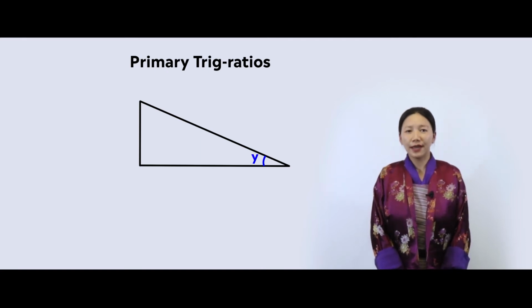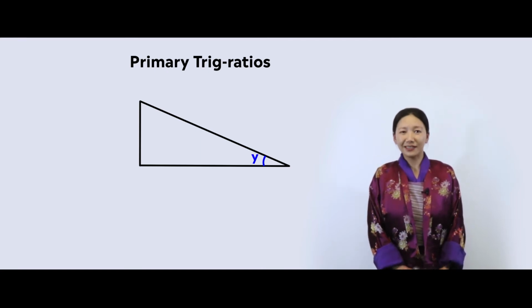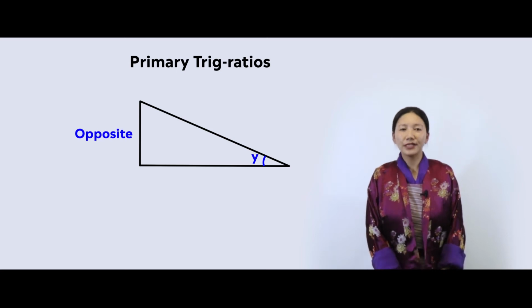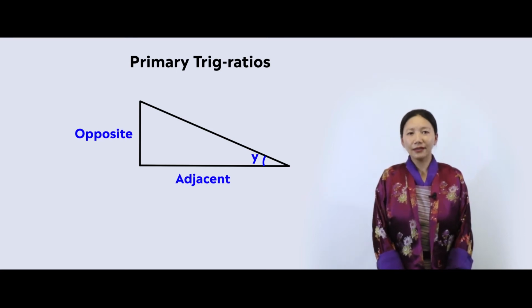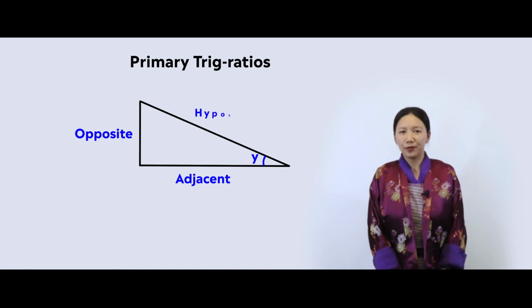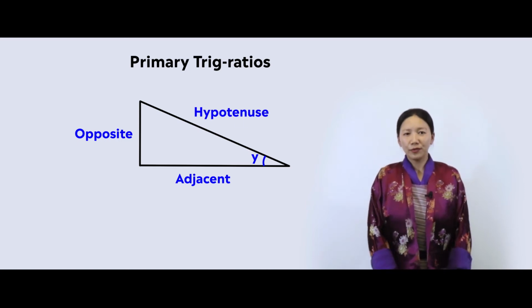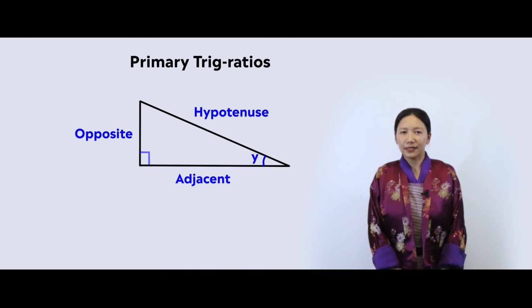So when we consider angle Y, the vertical side length is opposite, horizontal side length is adjacent, and the longest side in the triangle is hypotenuse. And the angle formed between opposite and adjacent is 90 degree.